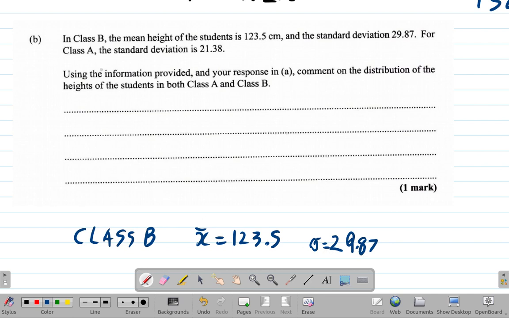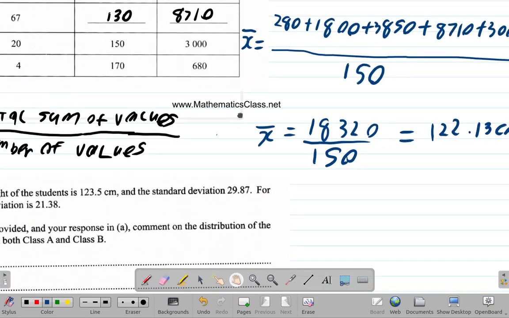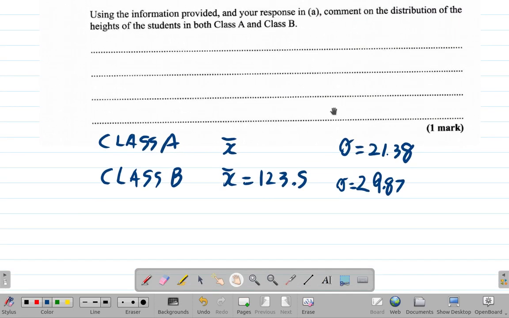Alright, what is it now? For class A, the standard deviation. Class A, the standard deviation is lowercase sigma, Greek letter. Represents the standard deviation in that case. The standard deviation is, what do they say? 21.38. And I think they would want the mean. So let's look back at what the mean is again. 122.1. All right.